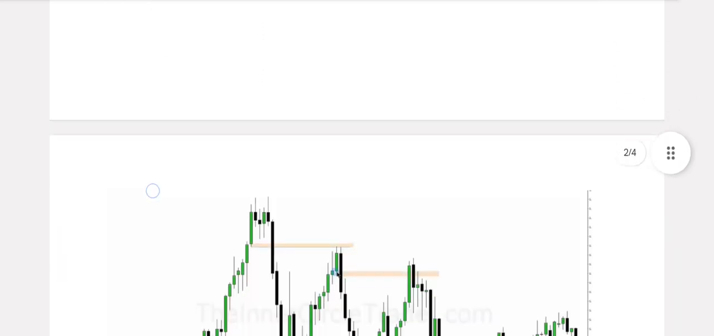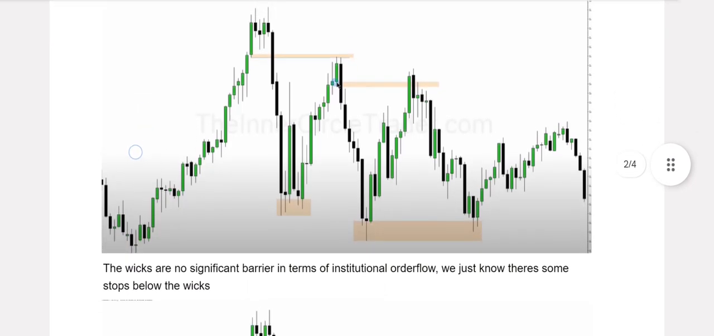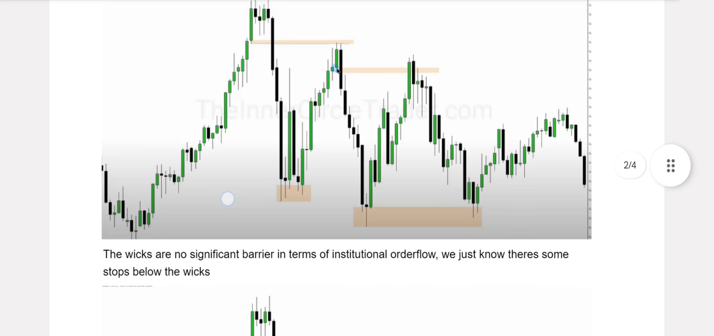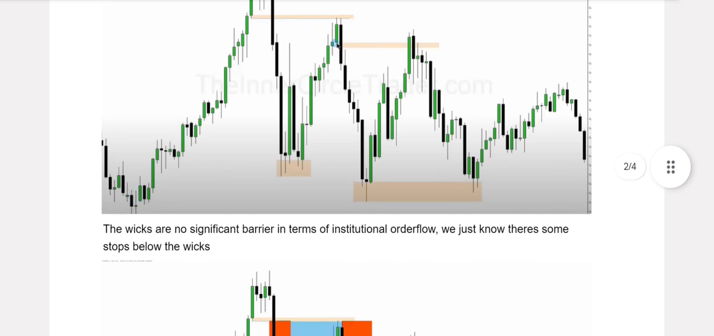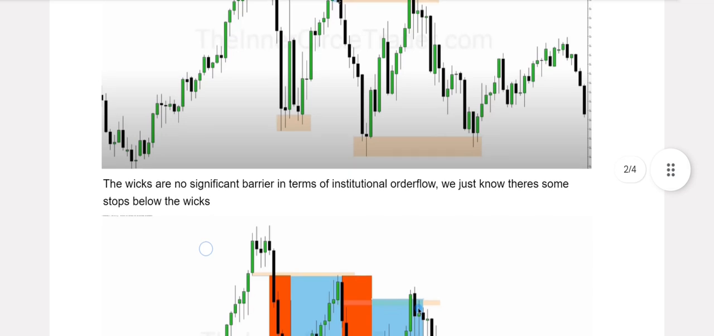Okay, we have our chart here. You can pause and have a look at it. We are focusing on the bodies and leaving the wicks alone. You should ignore the wicks. The wicks are not of significant value in terms of institutional order flow. We just know there are some stops below the wicks.